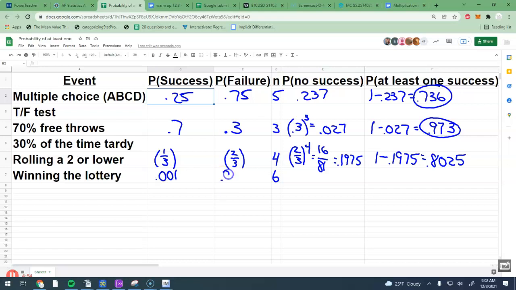So your probability of failure is 0.999. The probability of no success would be 0.999 6 times, so to the 6th power, so 0.994. And then 1 minus that, so 0.006. The chance you'll win at least once.